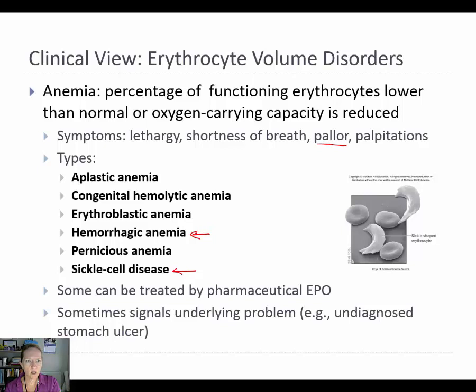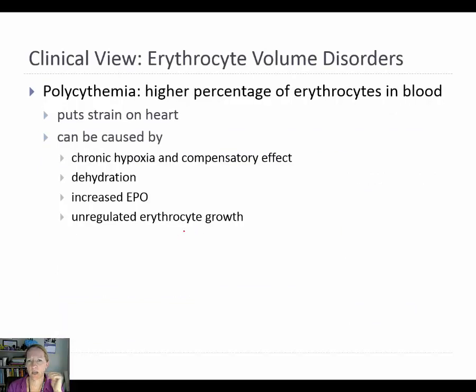So let's go ahead and take a look at the opposite of anemia, polycythemia. Poly is, of course, many. This is where you have a higher percentage of erythrocytes in your blood than normal. We talked about this with blood doping. You have very viscous blood. It puts a strain on the heart because it increases viscosity. So it can be caused by, there it is, increased EPO. Maybe you're doing it to yourself on purpose.